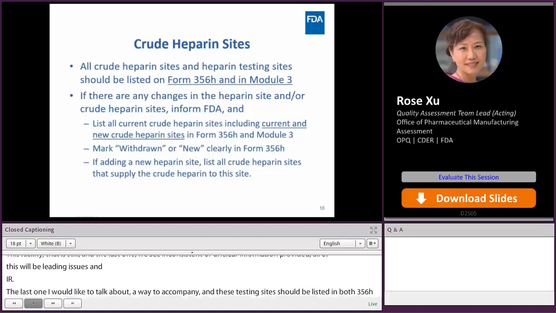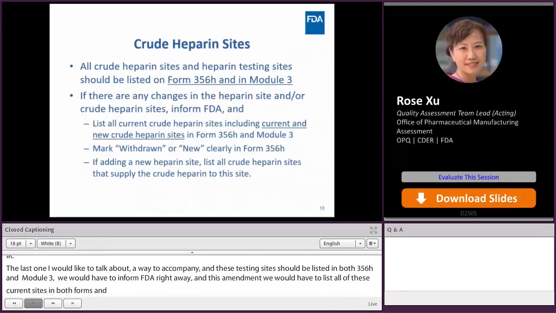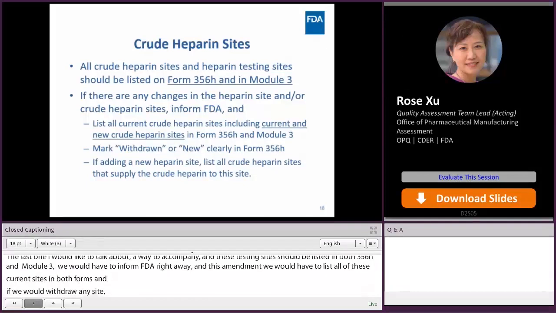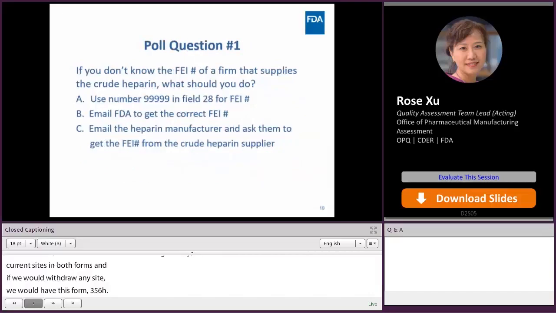If there's any withdrawal or any adding of a new site, you have to clearly mark withdraw in this Form 356H. But keep in mind, we understand that it's very often that the heparin site will change to a different crude heparin supplier. So anytime when you submit an amendment or supplement, please list all the current crude heparin sites, including the new ones and the ones that you no longer use. If you have any questions, you can always email FDA.